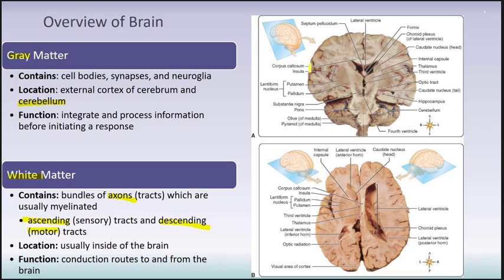So we have more of the cortex being the gray matter around, and then within the white matter. And you can see it in terms of differences in color. You can see the white matter found throughout here versus the gray matter around. And then we already discussed the function is that they are conduction routes.